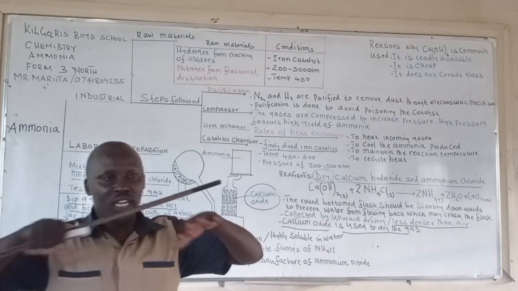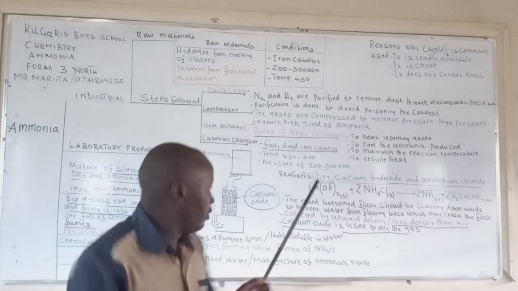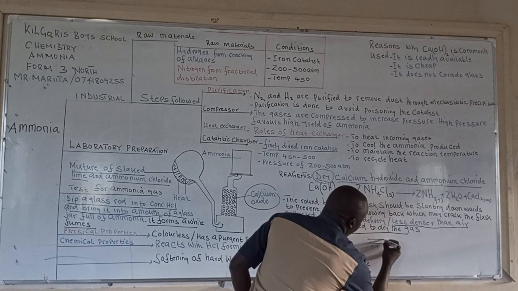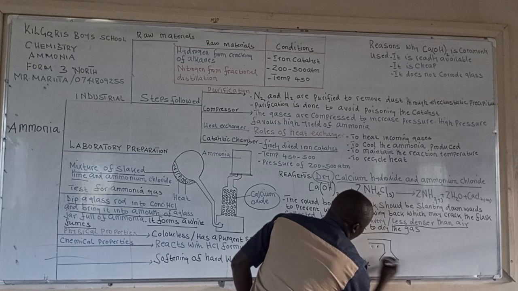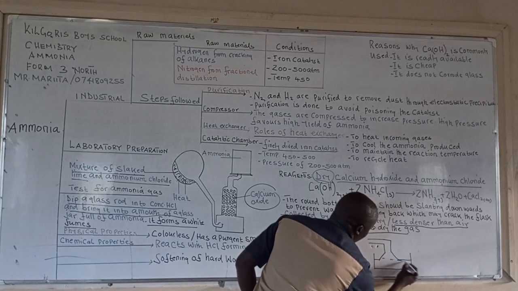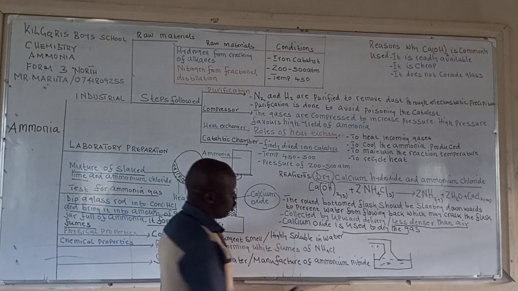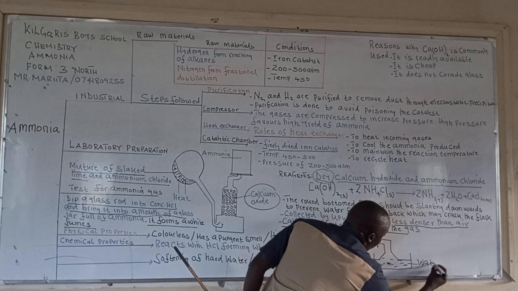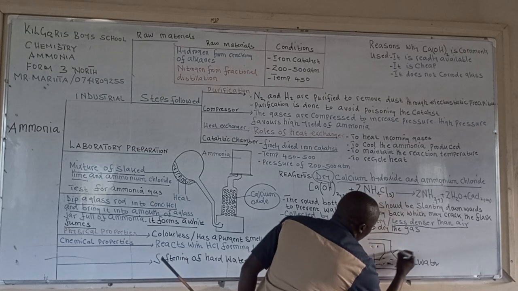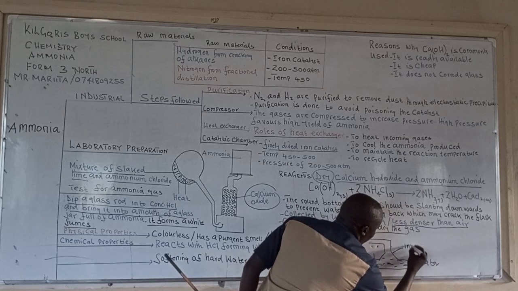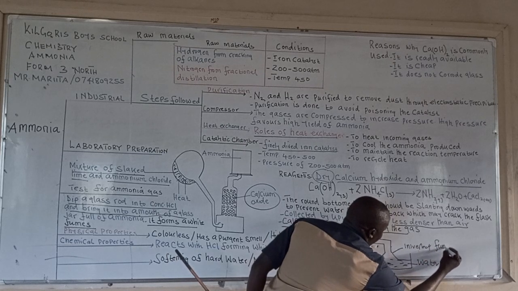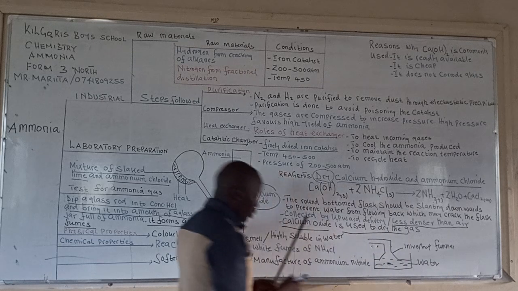you must make use of a funnel. You can use a funnel when you are asked to draw that diagram for the ammonia gas dissolving in water. You can have the water, and then you can have an inverted funnel. Why do we use the funnel?